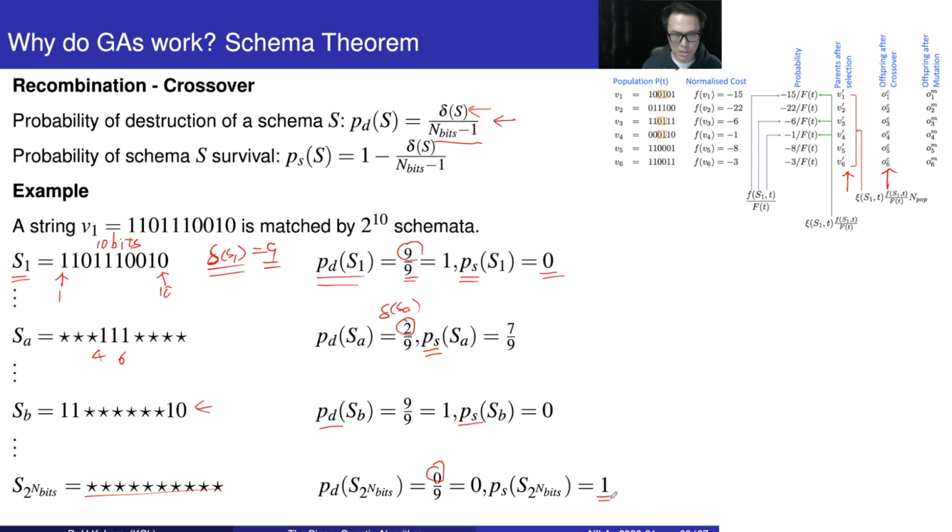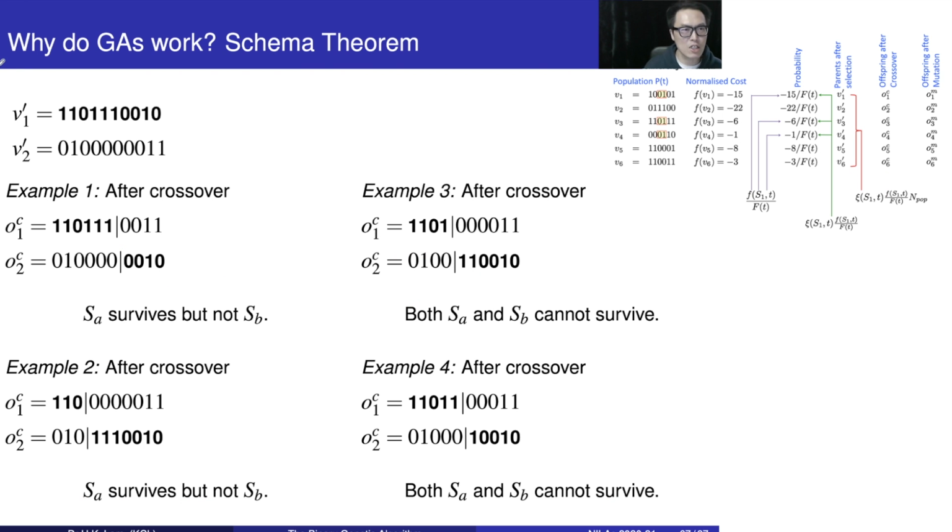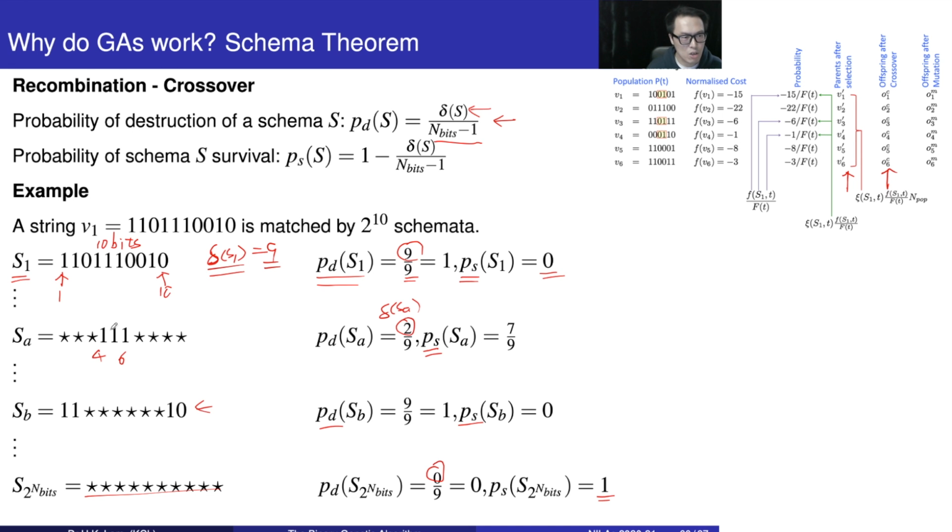Now once we come up with this concept, probability of destruction as well as survival, we are going to consider these two particular cases to examine the situation, why this lower order or, for this one, delta, that is the length. So that is not the order. So I'm going to correct this. And why some of the short chromosomes or schemata will have a high chance to survive.